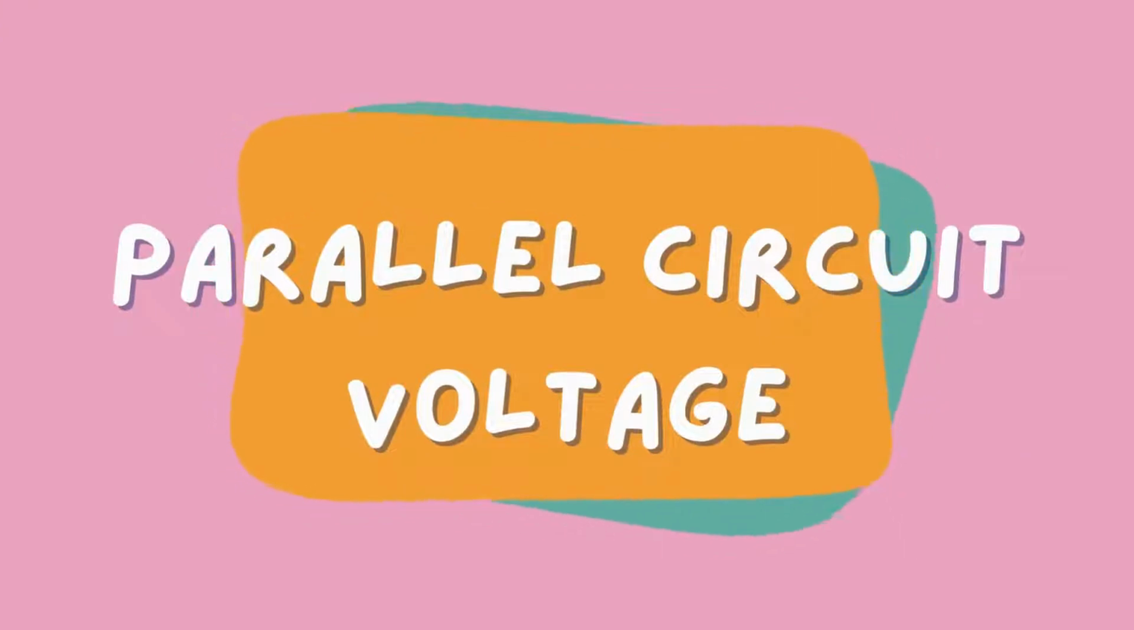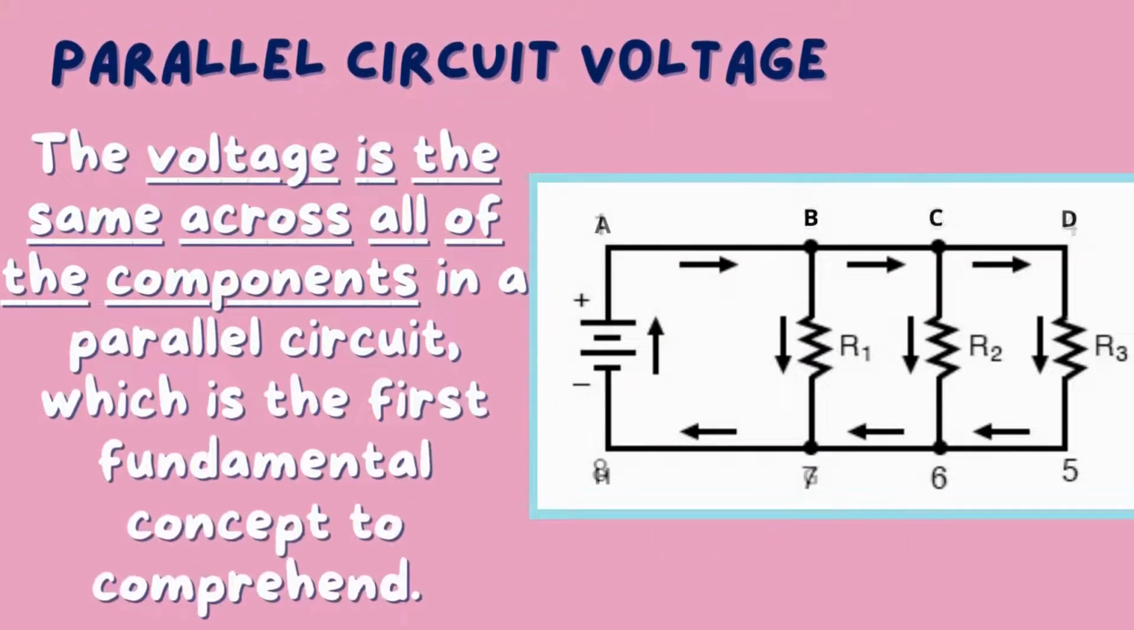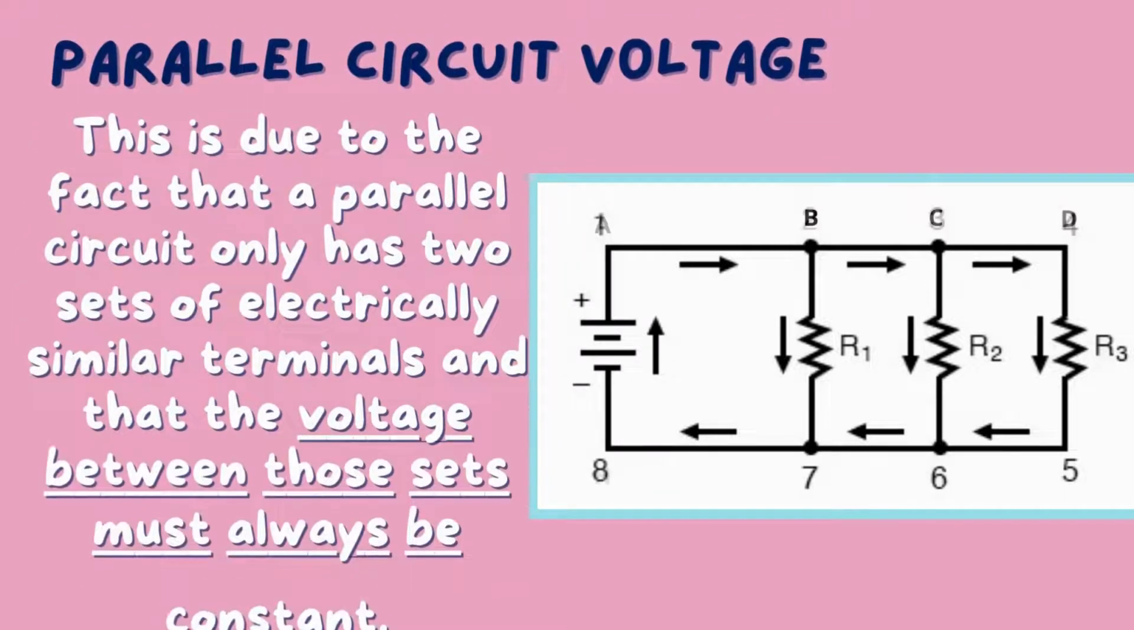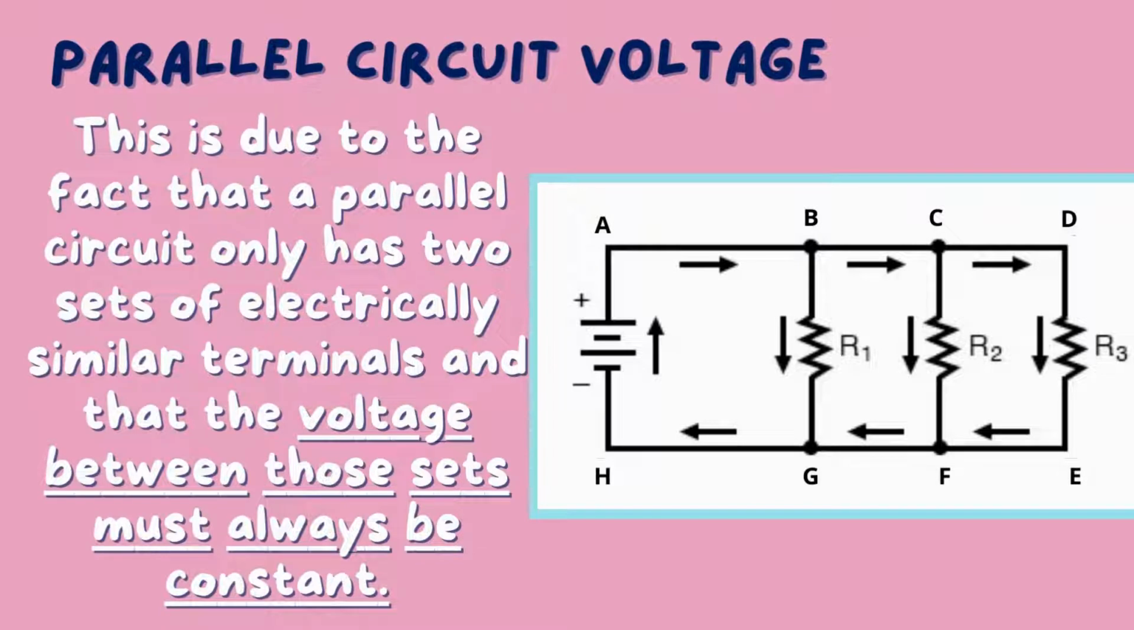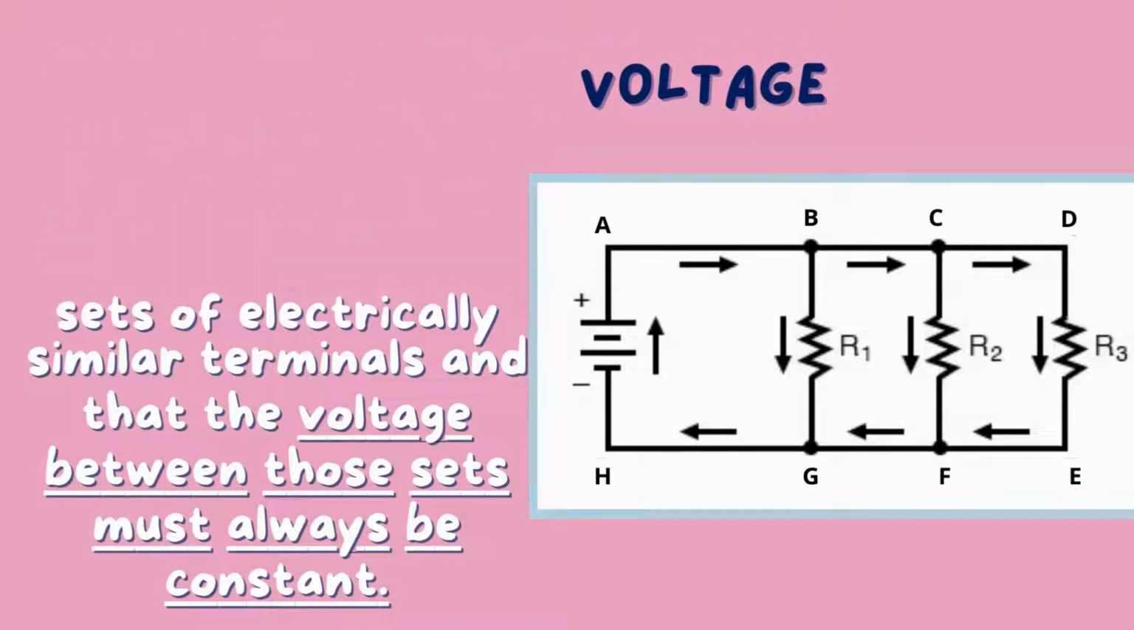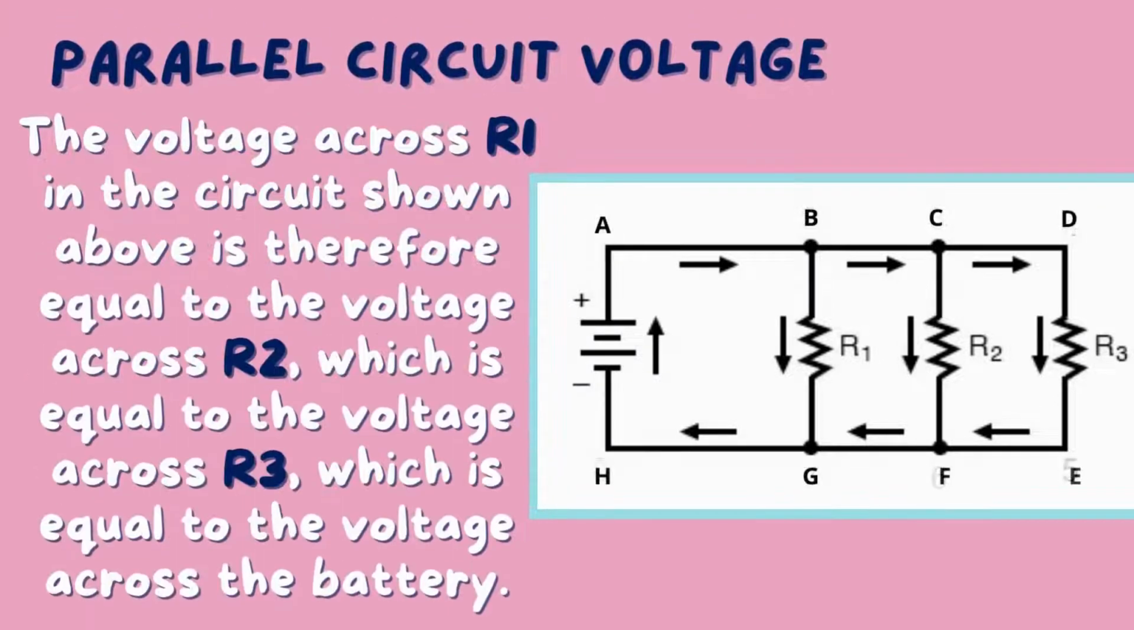Parallel circuit voltage. The voltage is the same across all of the components in a parallel circuit, which is the first fundamental concept to comprehend. This is due to the fact that a parallel circuit only has two sets of electrically similar terminals, and the voltage between those sets must always be constant. The voltage across R1 in the circuit shown above is therefore equal to the voltage across R2, which is equal to the voltage across R3, which is equal to the voltage across the battery.